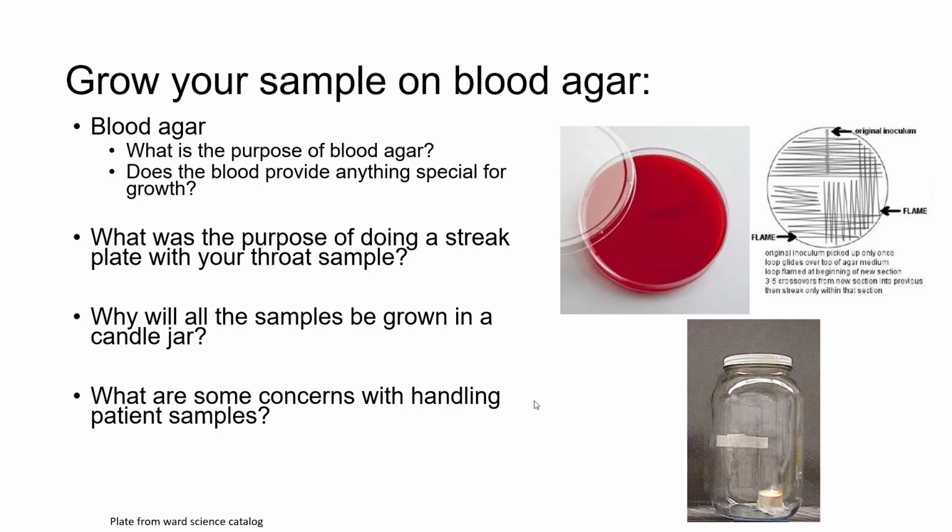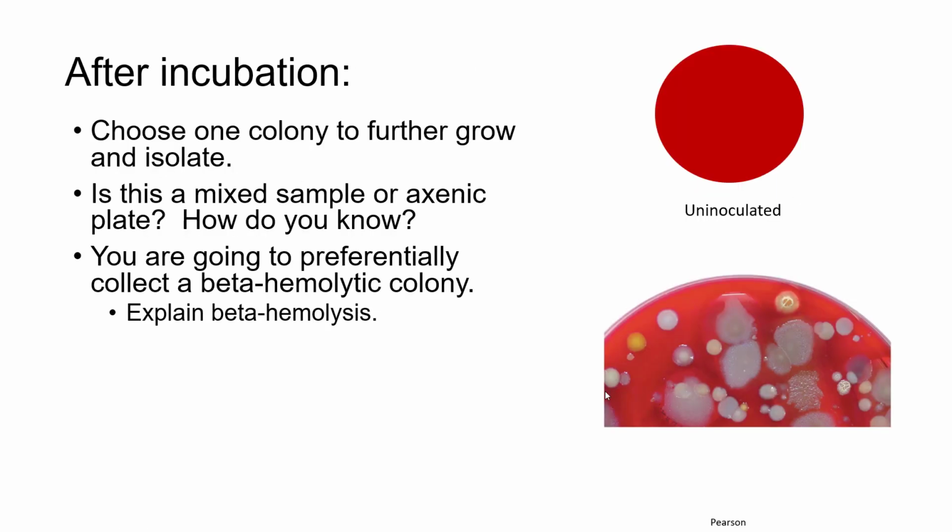The samples have to be grown in a candle jar. So you put the plates in the jar, you light the candle, and you screw the cap on, and that candle will remove most but not all of the oxygen, so it puts it in a very low oxygen environment, and strep grows well in a low oxygen environment. It doesn't have to be zero oxygen, but low oxygen.